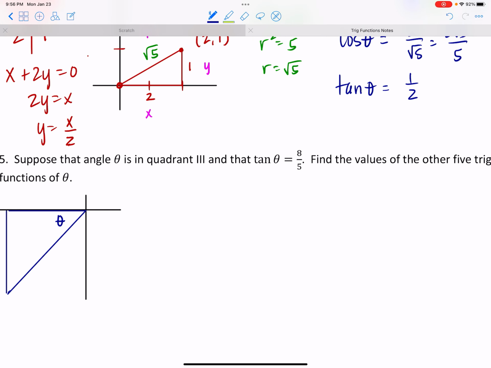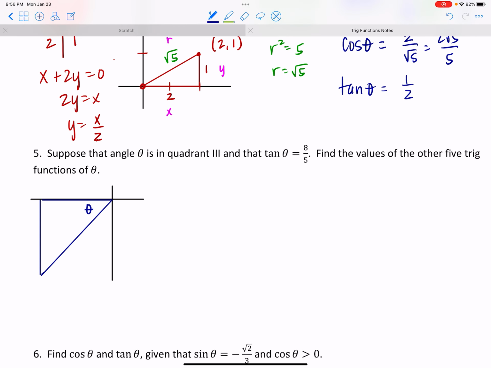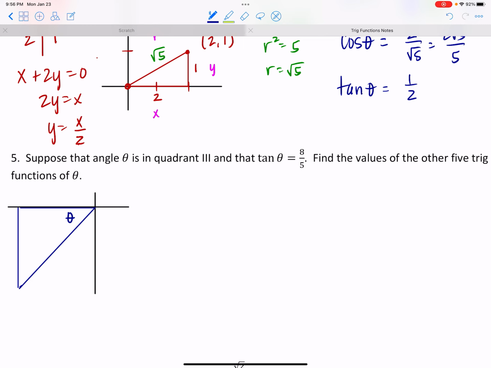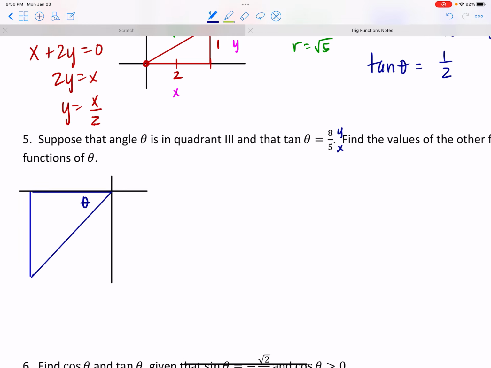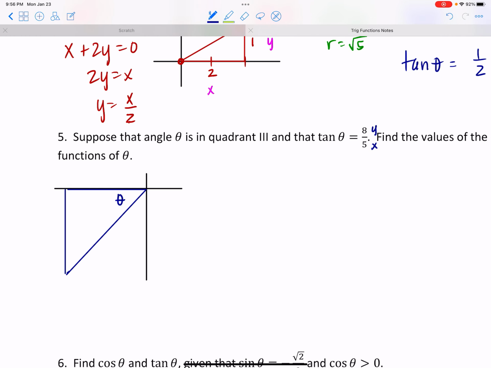Now, if they're telling us that the tangent is 8 over 5, then we have to understand that tangent was a ratio of y over x. That means that the y value is going to be 8, and that the x value is going to be 5. Now, it's positive when we're looking at the ratio, but because we're in quadrant 3, I know I'm going left 5 and down 8 to get there. That negative ends up becoming a positive when we write the ratio, but we have to make sure we account for those in our picture, because those negatives may impact the other trig ratios.